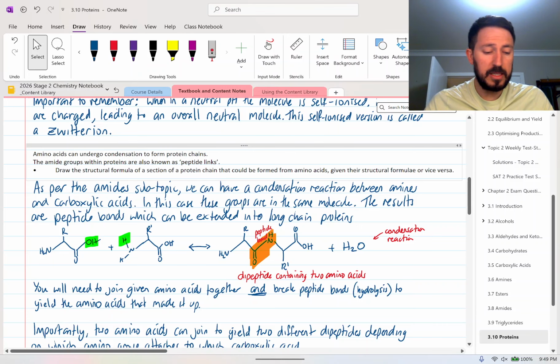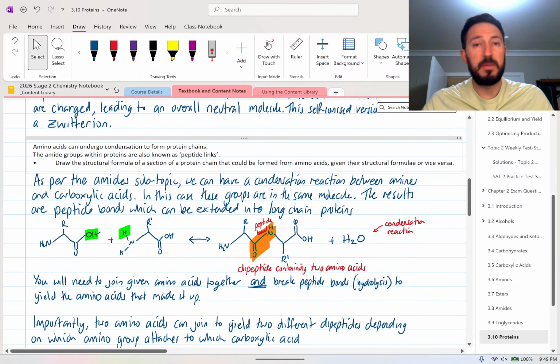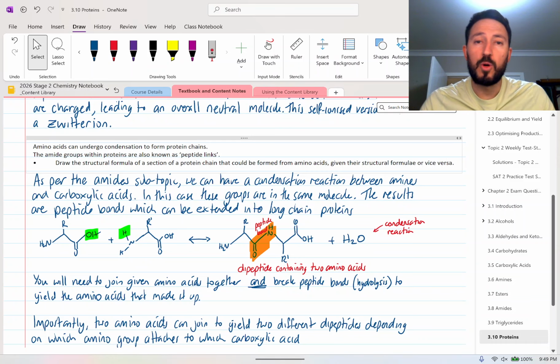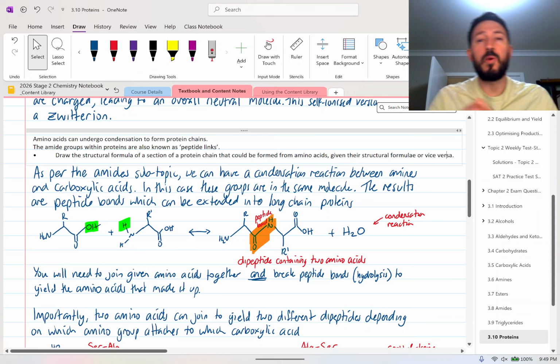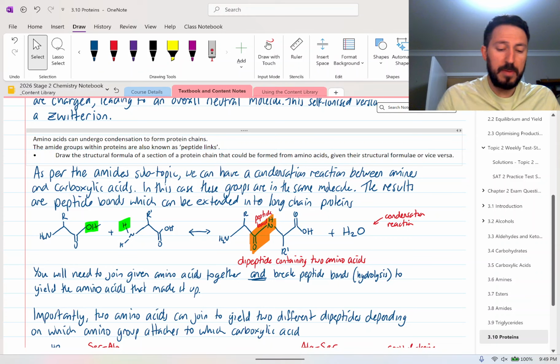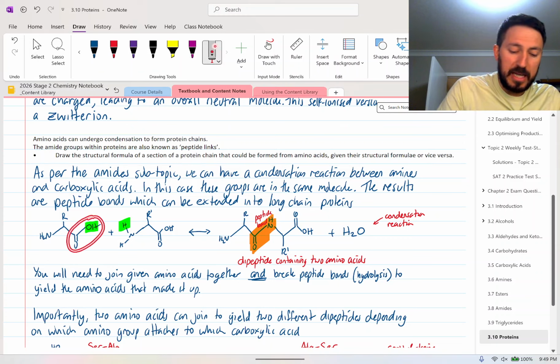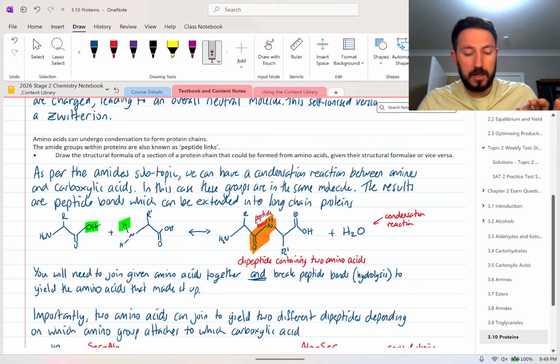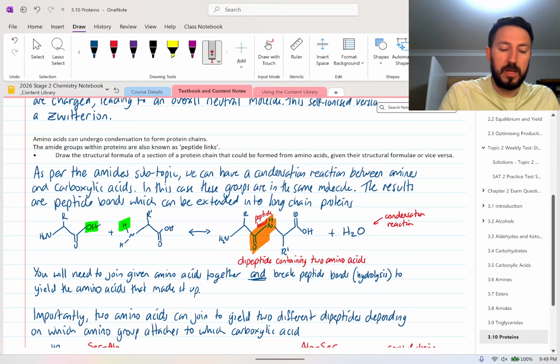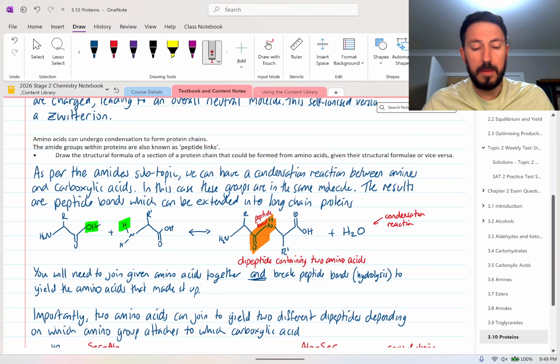Now, when we go down to this next bit, as I mentioned earlier, we know that those amino acids can form polymers, and we're going to look a little bit more closely into how those form. An amino acid has an amine group on one end and a carboxylic acid group on the other, which means you can form a condensation reaction between the carboxylic acid group and the amino group to form what's called a peptide bond, which is a type of amide.